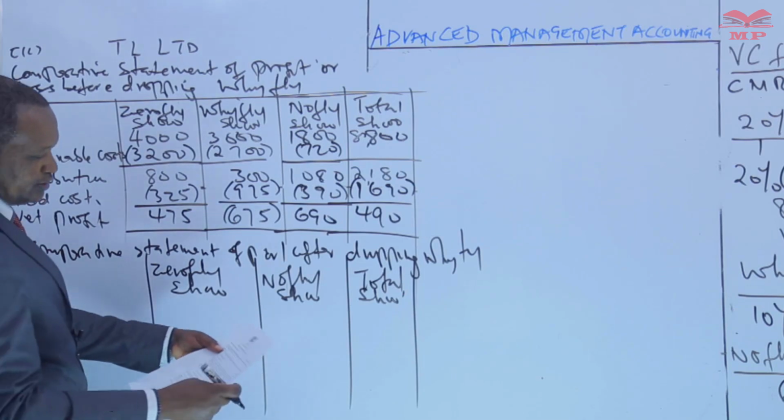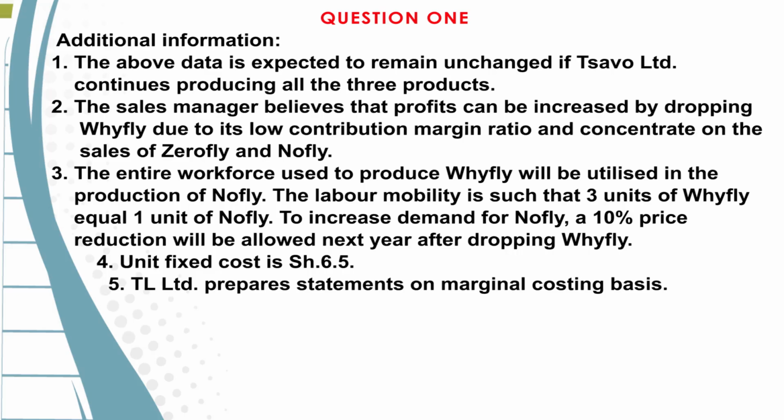Nothing changes here because the information we have is in relation to note number 1. I read, the above data is expected to remain unchanged if Savo Limited continues producing all the 3 products. Number 2, the sales manager believes that profits can be increased by dropping Wi-Fi due to its low contribution margin ratio. You can see the contribution margin ratio there is 10%, and concentrates on the sales of zero fly and no fly.